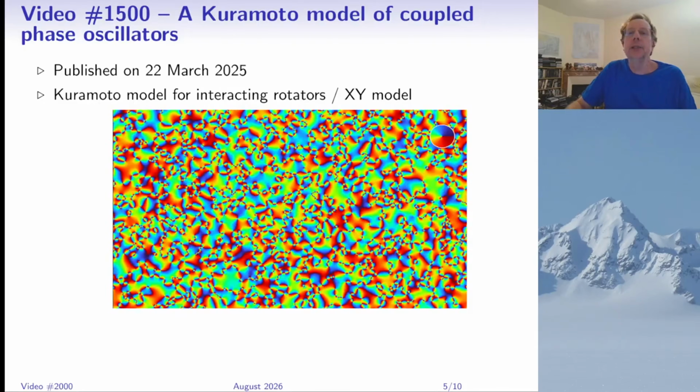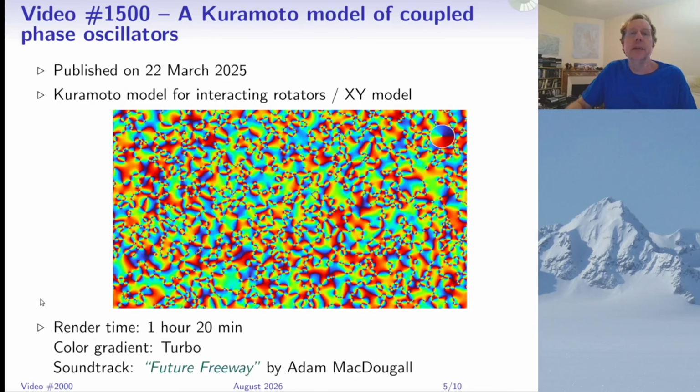So this simulation was published in March 2025, and it took 1 hour 20 minutes to render. The color gradient is Turbo. The soundtrack is Future Freeway by MacDougall. And it shows 2 simulations with slightly different parameter values and with and without noise.